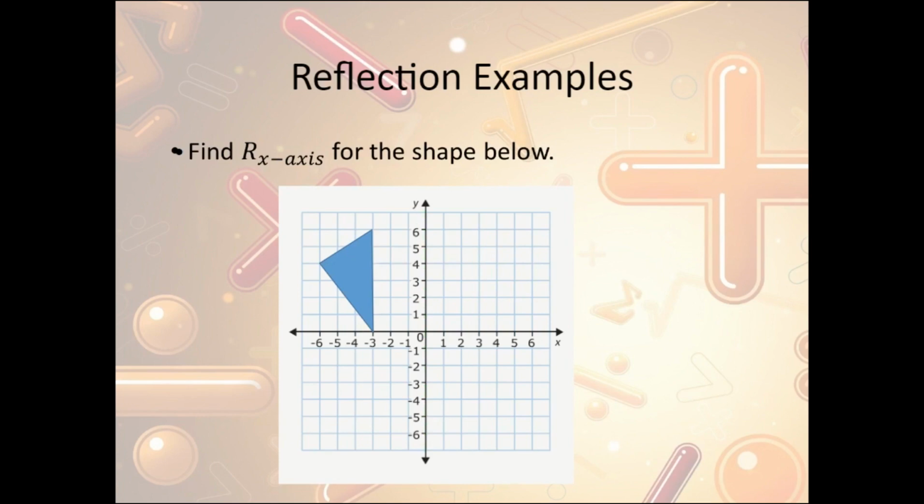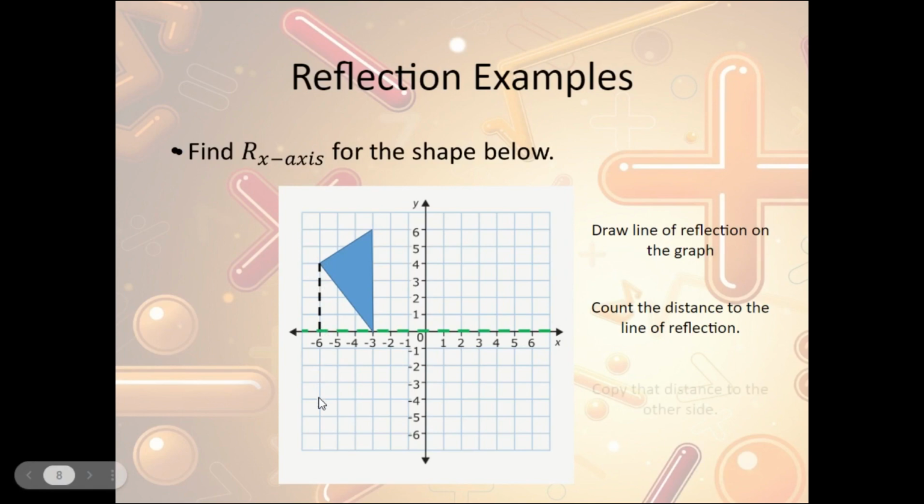Let's look at another example. Now we're reflecting over the x-axis. So here's our x-axis. So we draw it in. Then we count the distance. So here we are 1, 2, 3, 4 away. So we go 1, 2, 3, 4 away and copy that over here.